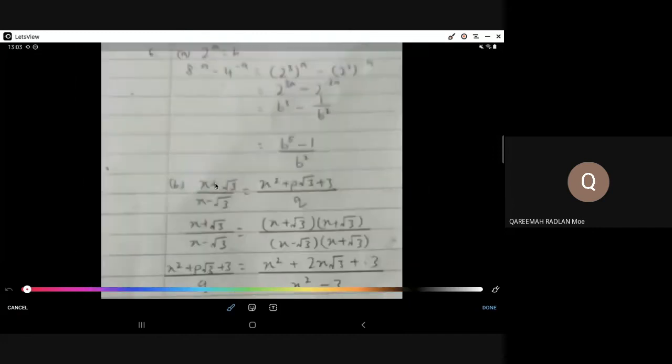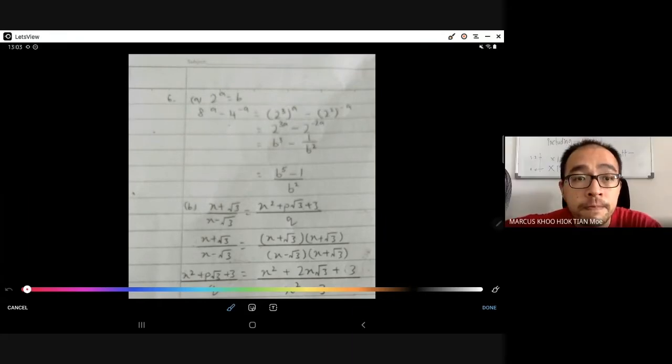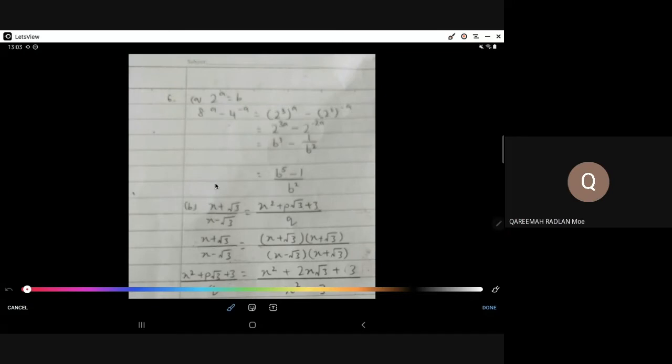And they give us 2 to the power of a equals b. So first we have to change the 8 and the 4 into 2 to the power of something. So 8 will be 2 to the power of 3, and 4 will be 2 to the power of 2. So you will get 2 to the power of 3, and then you bracket a, and then the other one also the same.